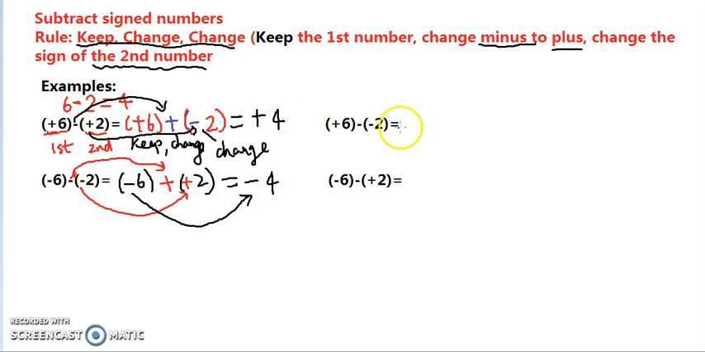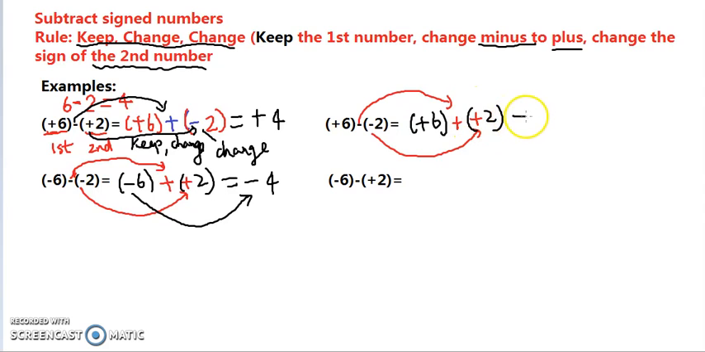Okay, so next example, keep, change, change. So we keep positive 6, and we change this minus to a plus, and we change the next minus to a plus, and we get positive 6 plus positive 2, and that's the addition. They have the same sign, plus and plus. If they both have plus, we keep the plus sign and add 6 and 2.